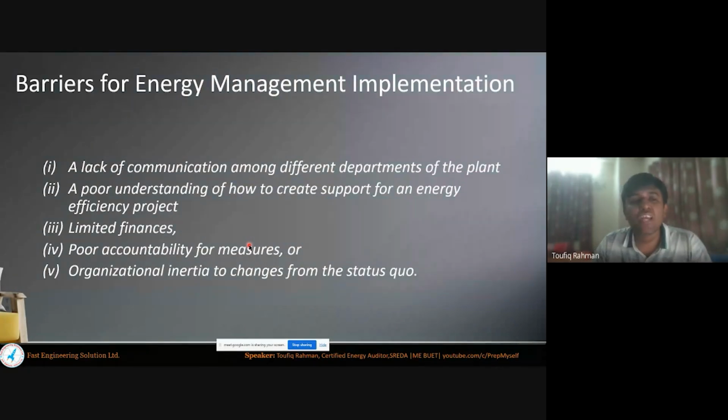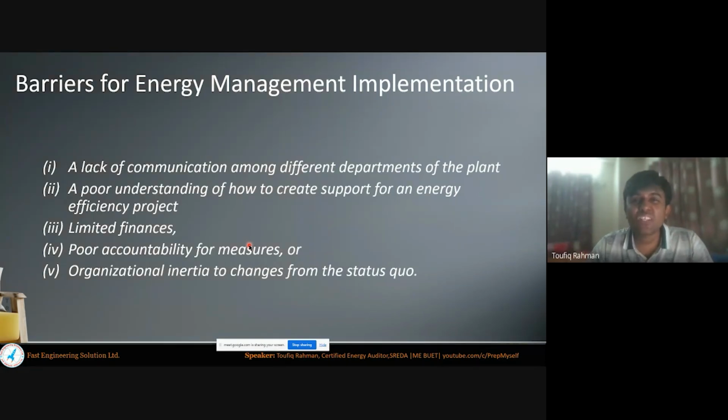Management always talks about financing. It is true. If I am a family guy, I also need finances. I also need money, so I know how to manage the money. So there is always a limitation of finance. So this is one of the barriers, as well as the poor accountability measures.